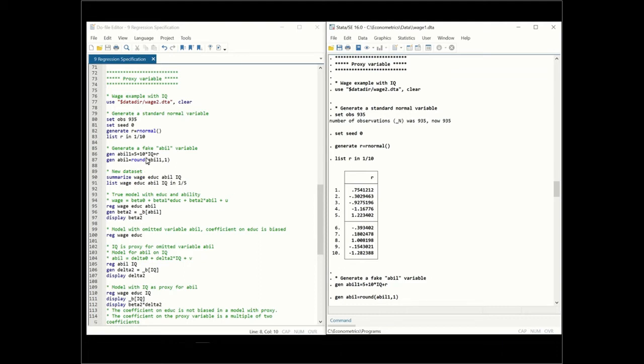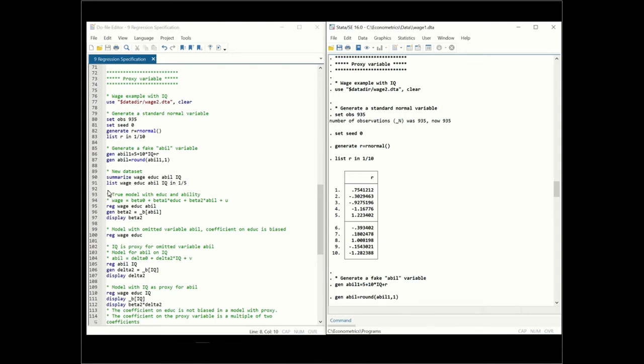So now I would generate a fake ability variable by using this equation. So ability1 would be equal to 5 plus 10 times the IQ variable plus this standard normal variable. If you look at this, this looks like a regression model, only that I made up these numbers, 5 and 10. And so I now generated the variable ability1, and then I'm rounding this ability1 to a whole number, and I'm calling this variable ability.